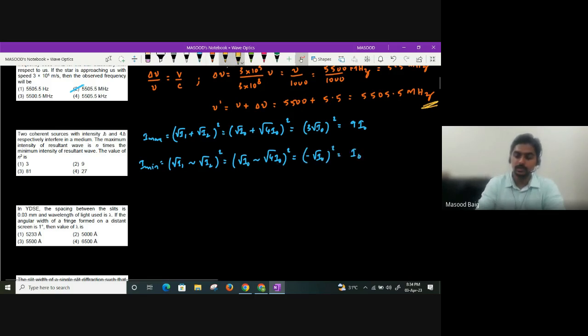What they are saying here is the maximum intensity of resultant wave is n times the minimum intensity. So what is maximum intensity from this? 9 I naught will be equal to n times of I naught. So what will n value be, beta? 9. They're asking us to find value of n square. How much will be n square value? 81. Clear?